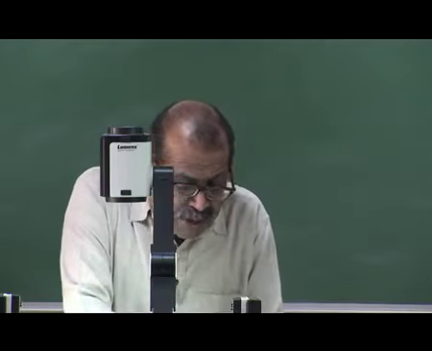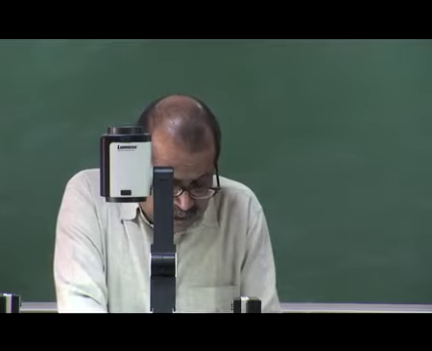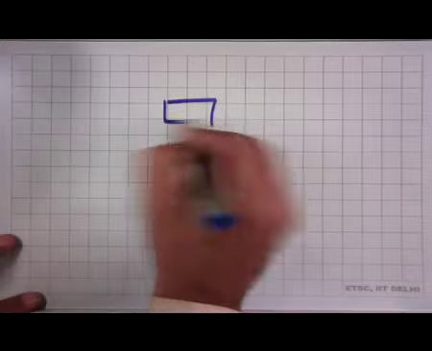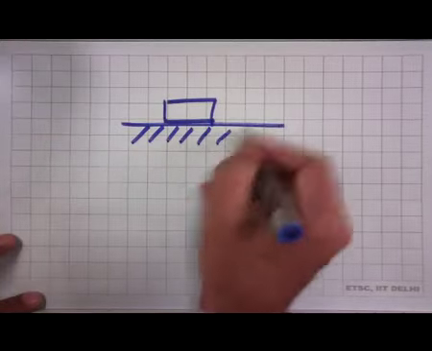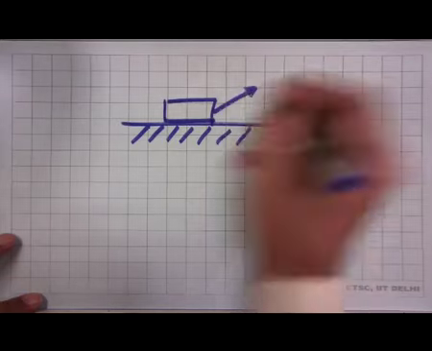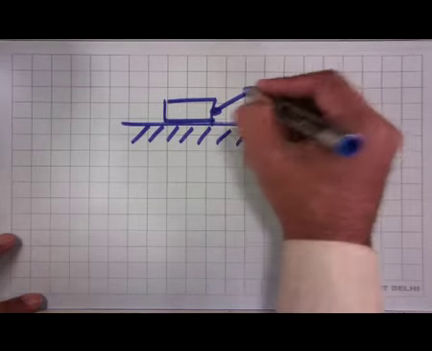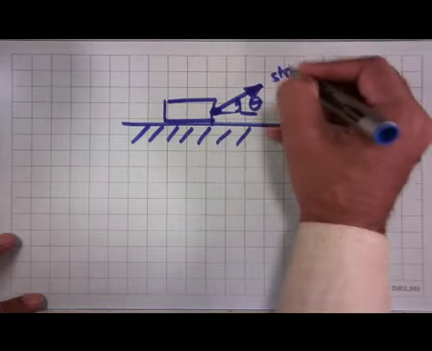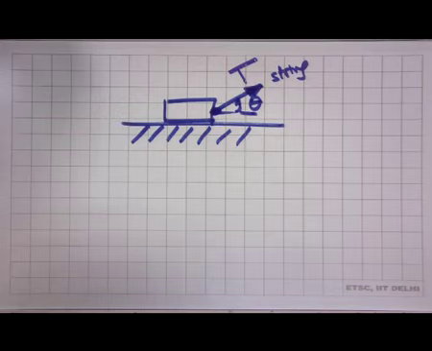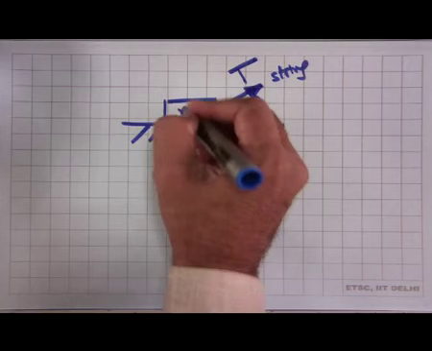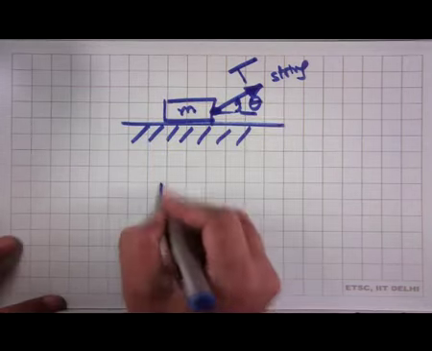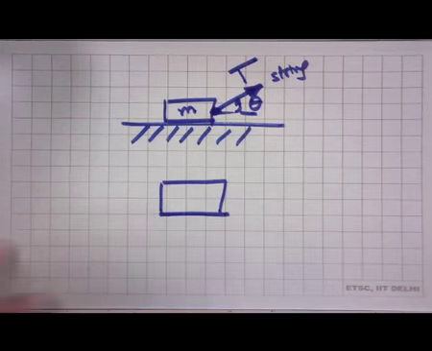Now, let us make it slightly more, let us add things to this. Suppose this is the block lying on the ground, and there is a string which is tied to this, which is at an angle theta, which is constant, and the string is pulling the block with a force T, which we call the tension T. And now, this block has a mass m, and we are supposed to draw the free body diagram of the block now.